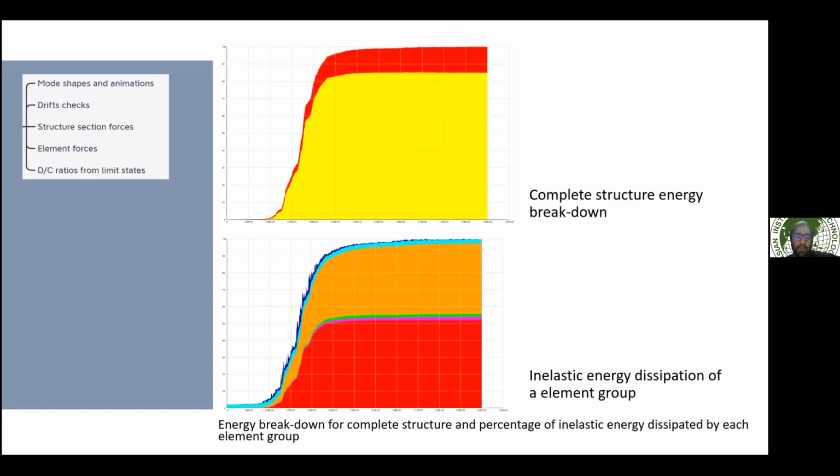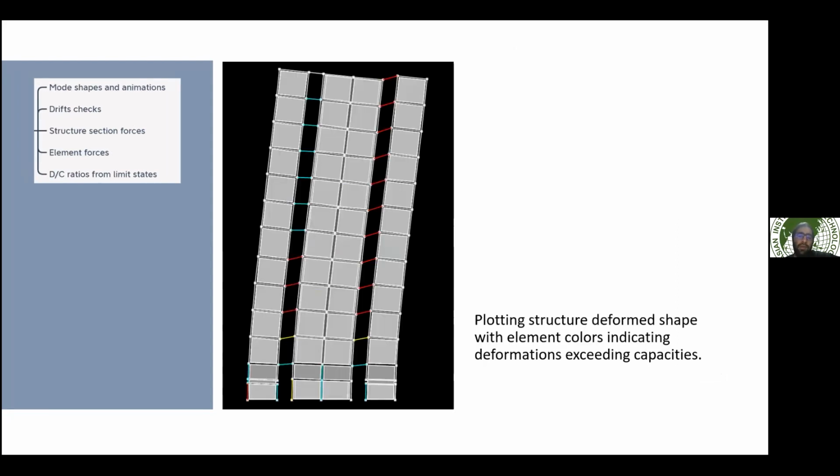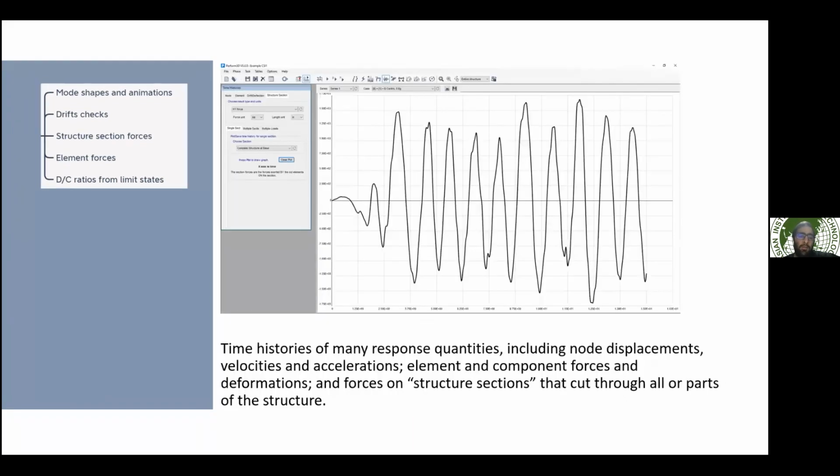Once you have your analysis done, you can also form shapes, and then you can have the option where you can see the color of your element change based on the level of deformation that you're experiencing. You can use these things to see the damage according to the deformation capacities that you've defined in the model. You can see your results and histories similar to what you saw in ETABS.